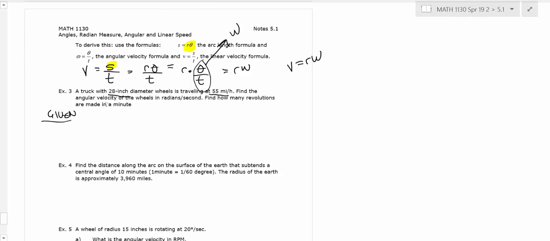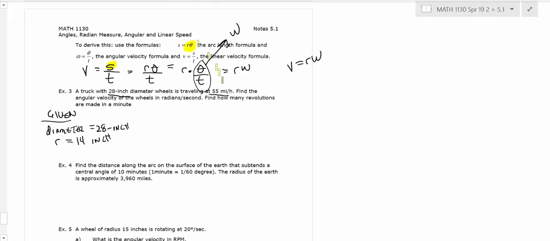What you're given is the diameter of the wheel is 28 inches. Now, we need to know the radius. Okay, so what's the radius? How does the radius compare to the diameter from your background? That's half of that, right? So the radius, R, is 14 inches. So you would have to know that basic fact, okay?